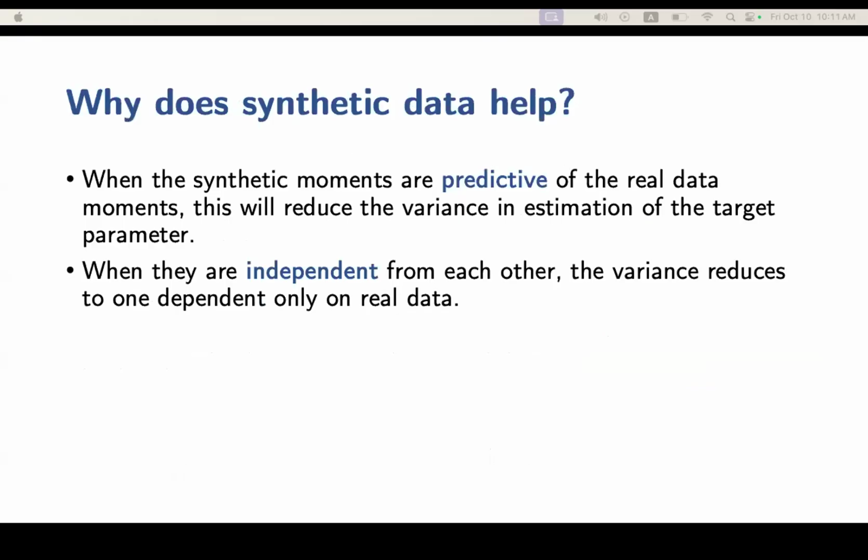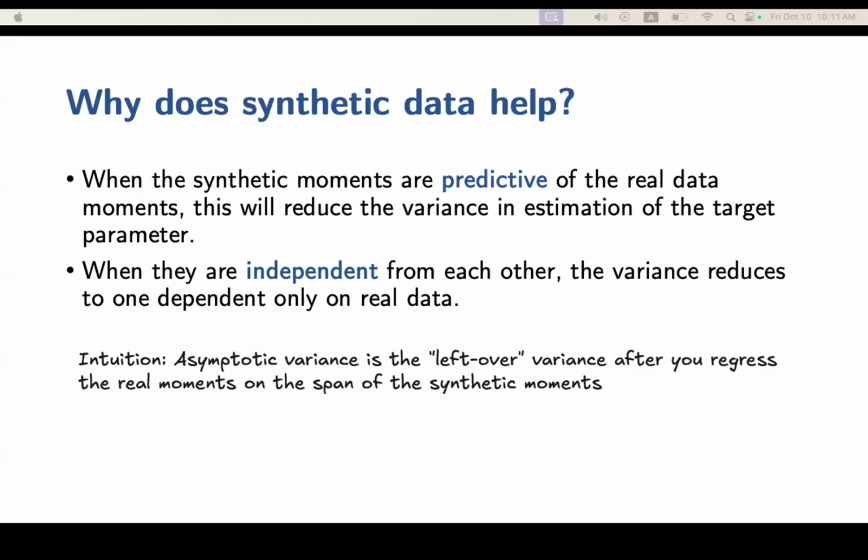So more under the hood, trying to understand why does synthetic data help? Like why do these correlations help? Basically, what's going on is that when the synthetic moments are predictive of the real data moments, this is going to reduce the variance in estimation of the target parameter. When they're independent from each other, the variance is going to reduce to one dependent only on real data. What this means is that if you have very bad quality synthetic data, you're never going to do worse than not having used it in the first place.